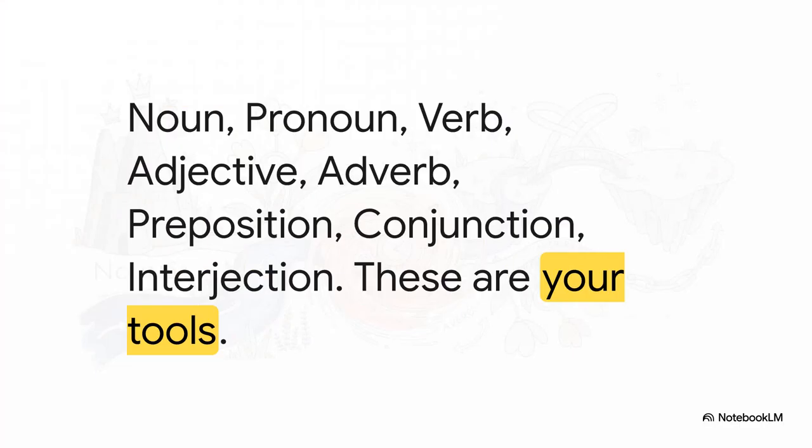And there it is. That's the whole toolkit. Noun, pronoun, verb, adjective, adverb, preposition, conjunction, and interjection. Every single English sentence you'll ever come across is just a different combination of these 8 things. That's the whole system, right there.